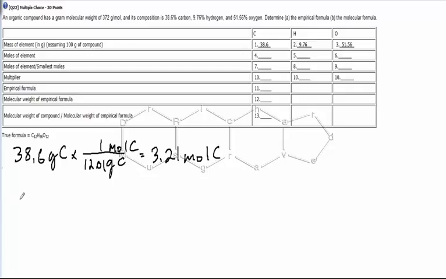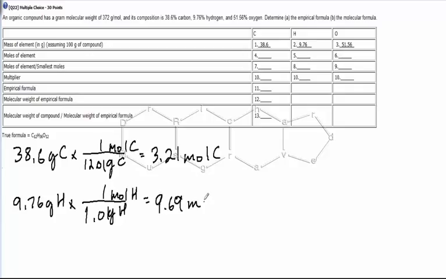Next one, we've got hydrogen. That's our 9.76 grams of hydrogen, grams of hydrogen on the bottom, moles of hydrogen on top. 1 mole of hydrogen is 1.01 grams of hydrogen. And that's 9.69 moles of hydrogen.